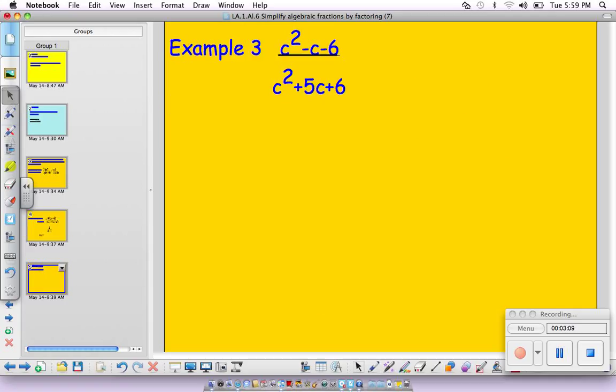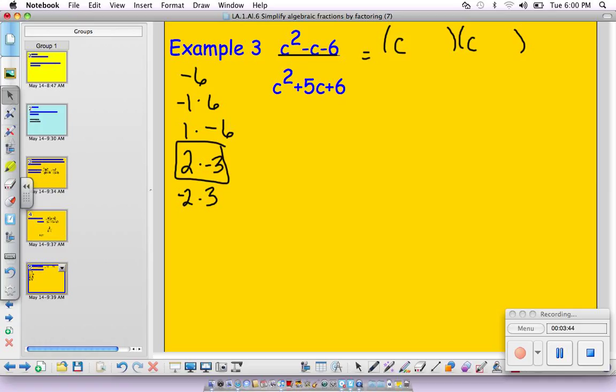Example 3. C squared minus c minus 6 over c squared plus 5c plus 6. So I'm going to factor the top into 2 binomials, c and c. The factors of negative 6 are negative 1 times 6, 1 times negative 6, 2 times negative 3, or negative 2 times 3. I want the pair that's going to give me negative 1 in the middle, so I'm going to choose this pair. So c plus 2 times c minus 3.